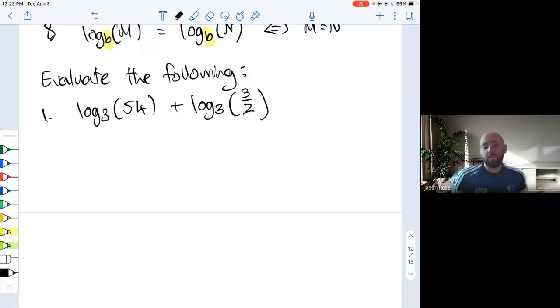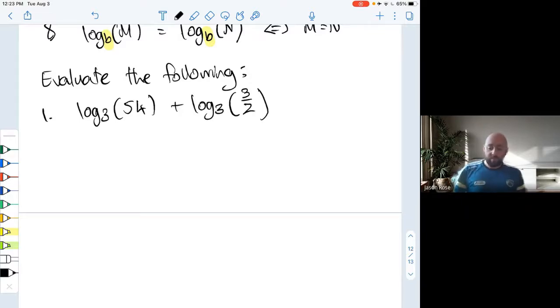For the second one, I'm going 3 to the power of what makes 3 over 2. So 3 over 2 is 1.5. Maybe the square root of 3? No, because that's 1.7. The cube root might be too far. Maybe it's some sort of a fraction between 1/2 and 1/3. Or maybe between 1/2 and 1/4. I don't know. I can't really do it, right?